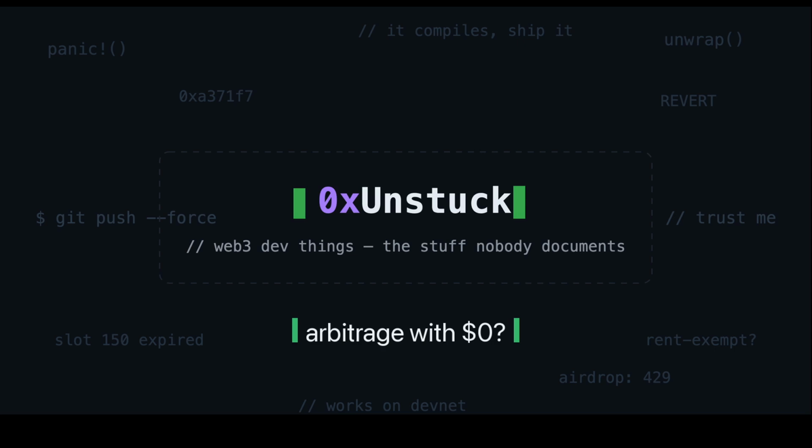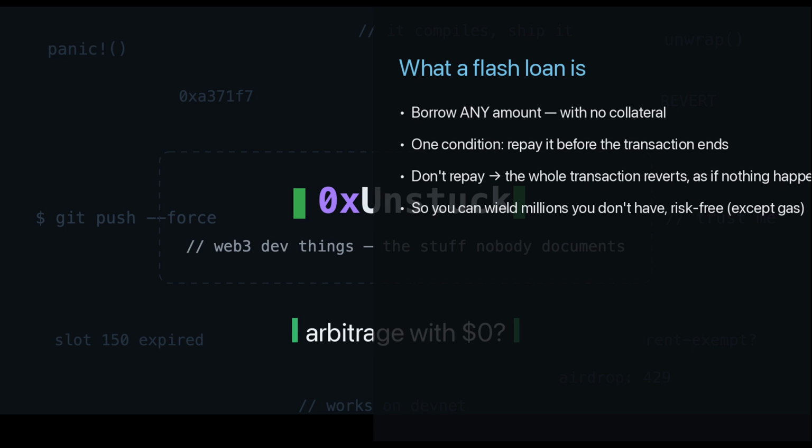Last time we arbitraged 2 exchanges and made a real profit, but we needed $50,000 of our own to do it. Today we do the exact same trade with zero capital by borrowing the money for a few microseconds with a flash loan and paying it back in the same transaction. This is the upgrade every real searcher uses. Let's build it. Okay. Here's the magic.